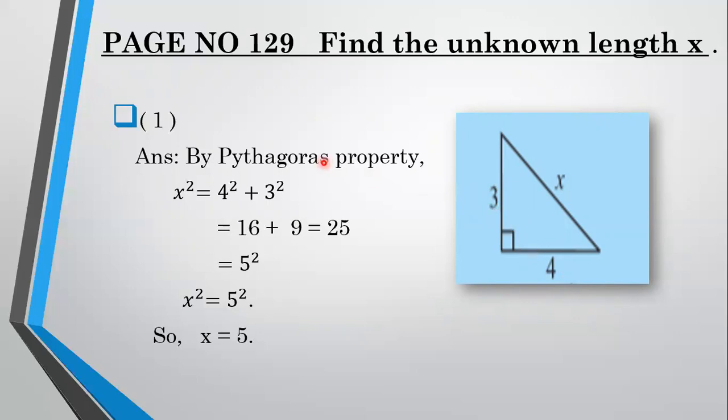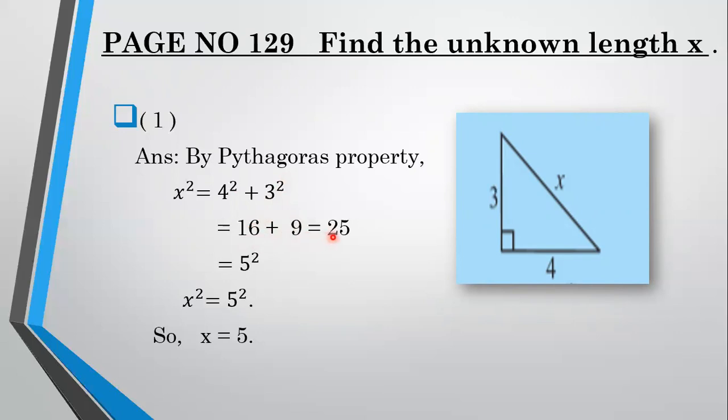So by Pythagoras property, x square is equal to 4 square plus 3 square. That means the square of the hypotenuse is equal to the sum of the squares of the two sides. Okay. So 4 square, 4 square means 4 into 4, that is 16. And 3 square is 3 into 3, 9. 16 plus 9 is 25.